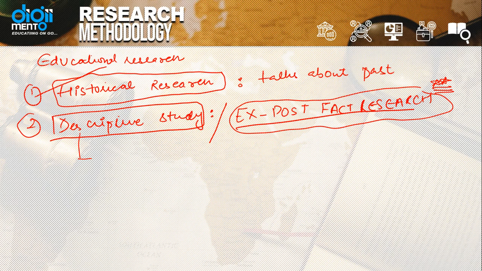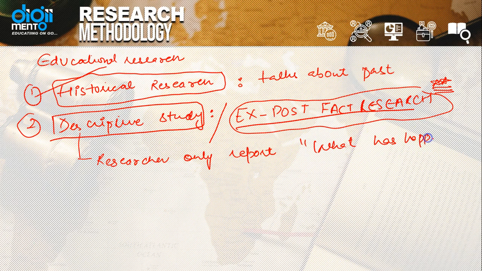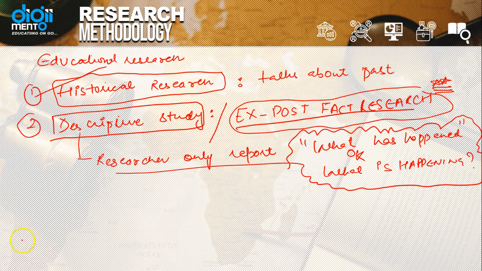So in this descriptive study, the researcher can only report what has happened or what is happening. And the method we use in the descriptive study is surveys.